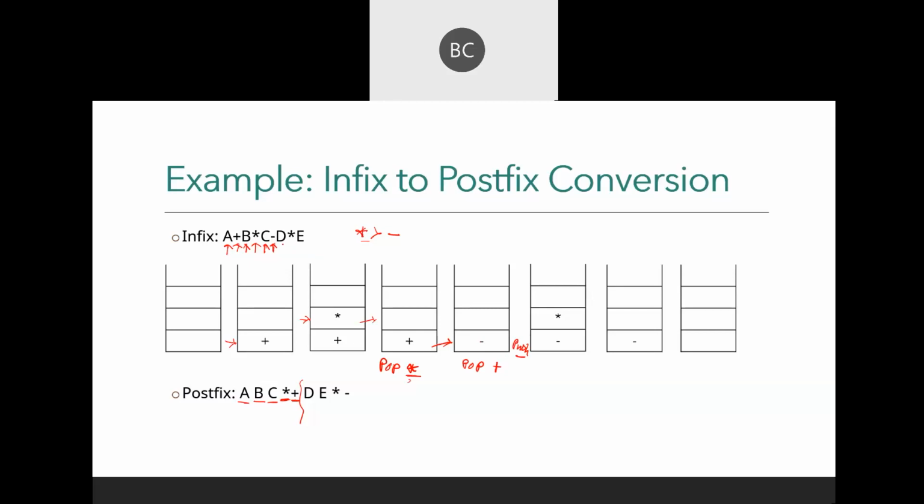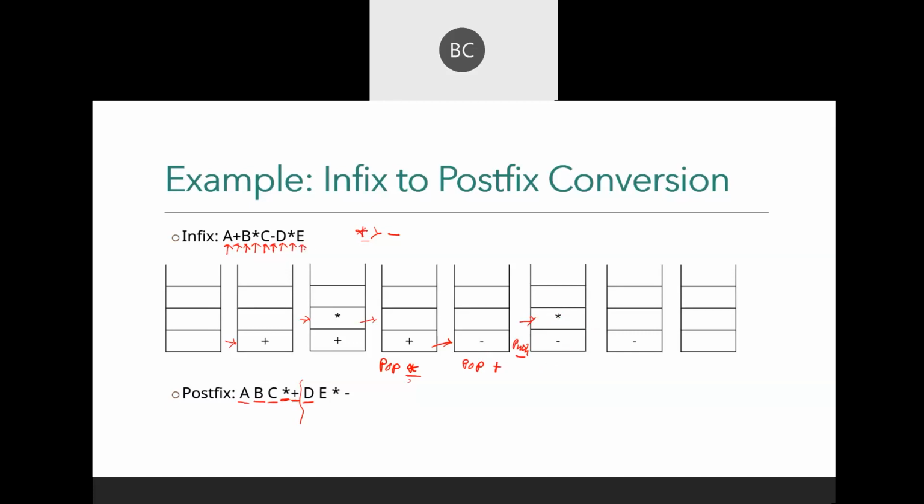Okay. Next symbol is D. So it's an operand. We will write in the postfix notation D. Okay. Next symbol is a star sign. So we will push the star sign here. Top symbol is minus and star has higher precedence. Therefore, we can just push the multiplication sign onto the stack.